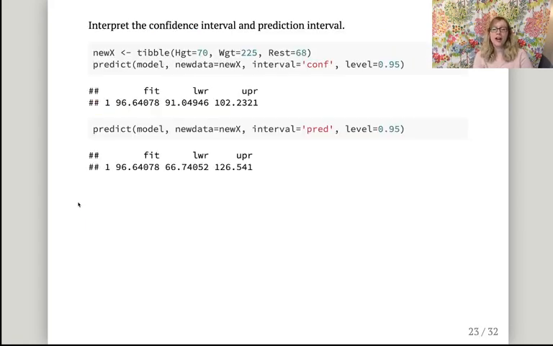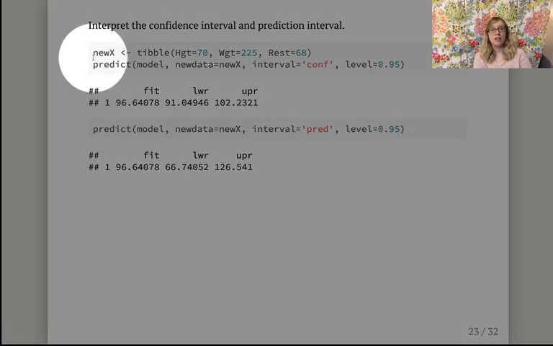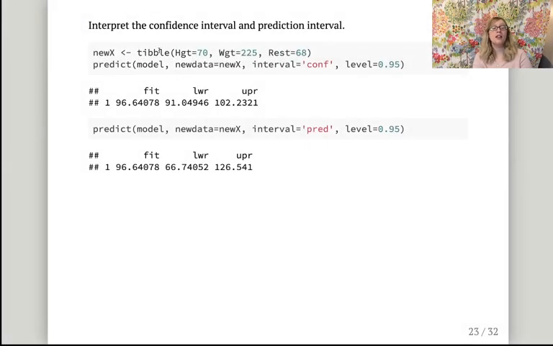In R, we can calculate these two intervals using the following. So the first thing that I need to do is create a new data set with my input variables. So I'll call this new x. My new x gets the height variable. Height is set to 70. Weight is set to 228. Resting heart rate is set to 68. This function here, tibble, is used to create the data set.